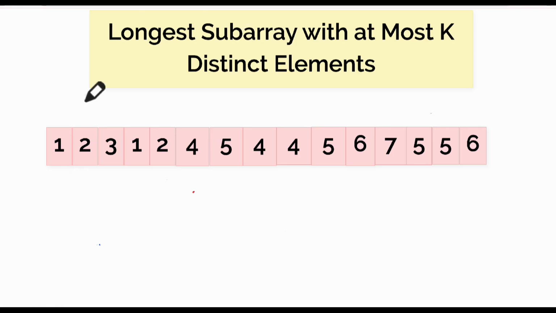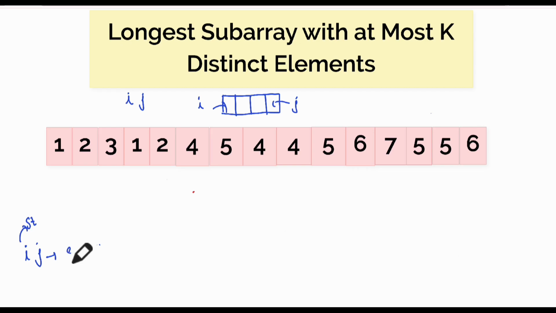So for example, what is a subarray? Basically, it contains a starting point i and an ending point j. For example, let us say this is a subarray, right? So it will have, let's say, multiple lengths. One will be the starting point i and another will be the ending point j. So basically we need two pointers here, i and j. One will be the start of the subarray and the other will be the end of the subarray.